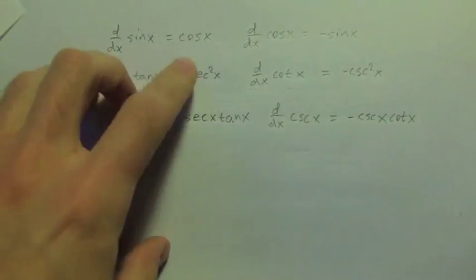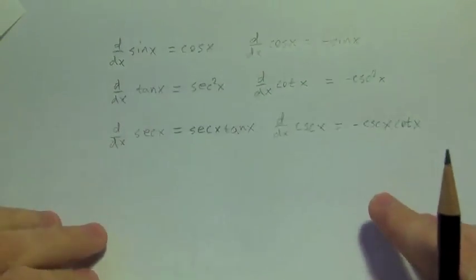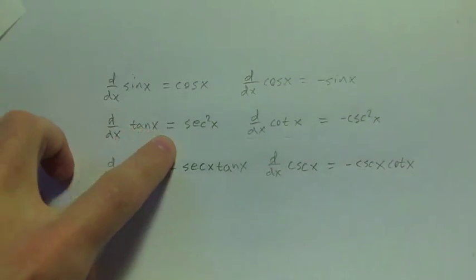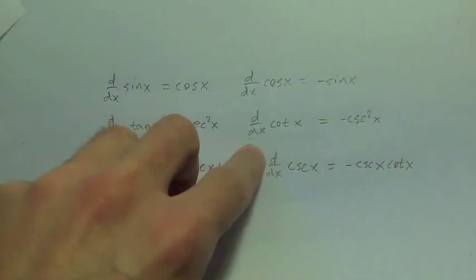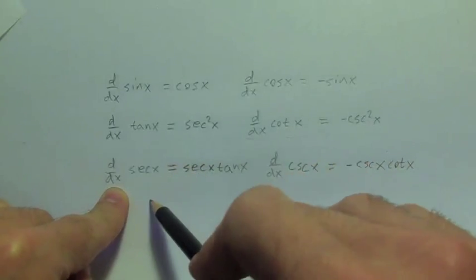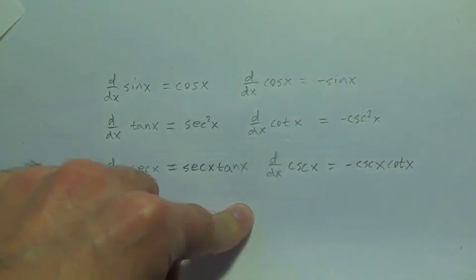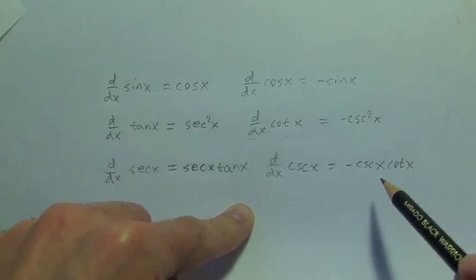The derivative of sine is cosine, the derivative of cosine is negative sine. The derivative of tangent is secant squared x. The derivative of cotangent is negative cosecant squared x. The derivative of secant x is secant x tangent x. The derivative of cosecant x is negative cosecant x cotangent x.